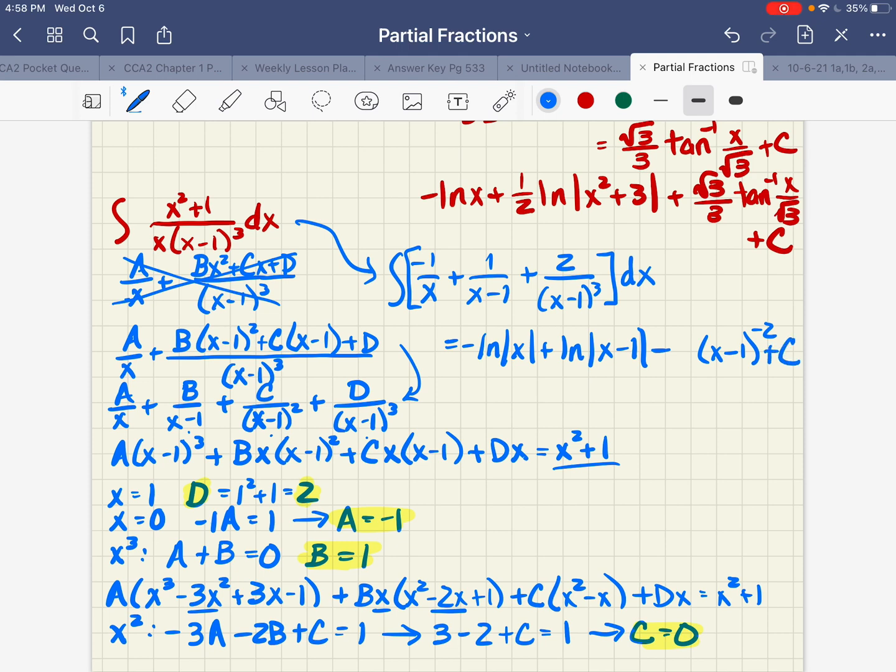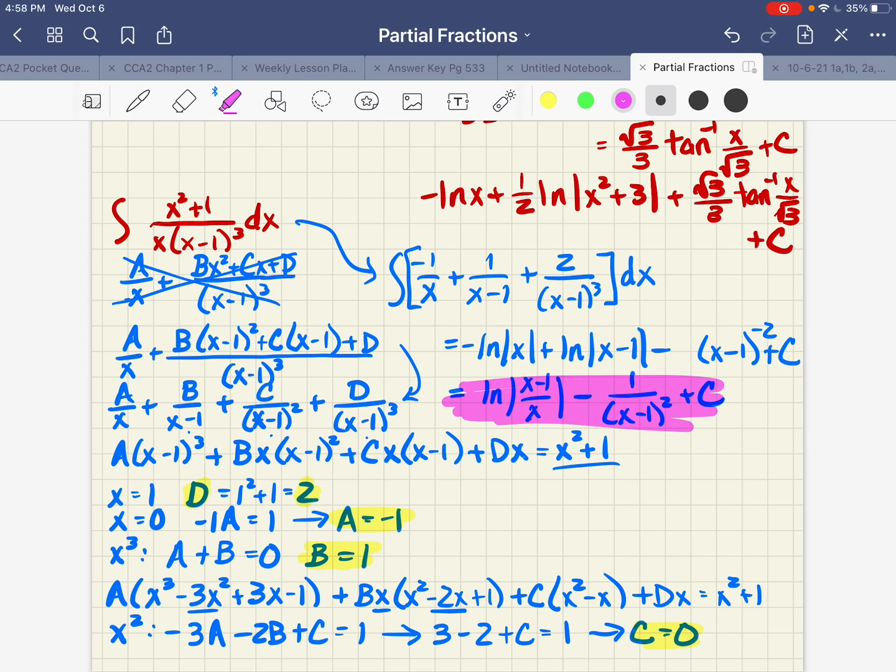Depending on if it was multiple choice or something like that, we might want to combine these two logs. It's unclear. Remember, subtracting logs means you have a quotient inside the log, and we might want to rewrite this. And there is my final answer. Sorry, the partial fractions got a little messy, but that is in fact how you do it.